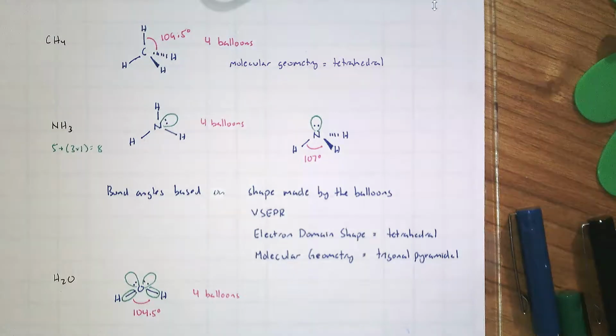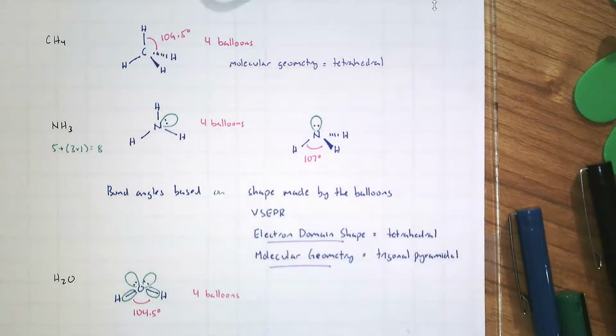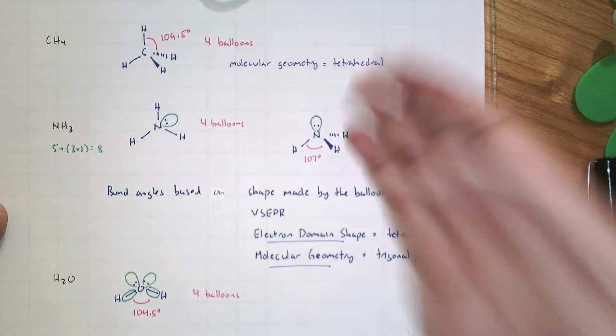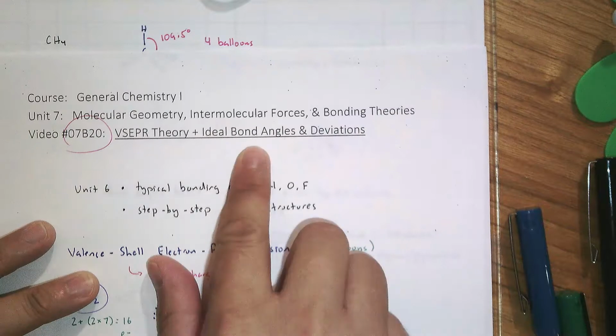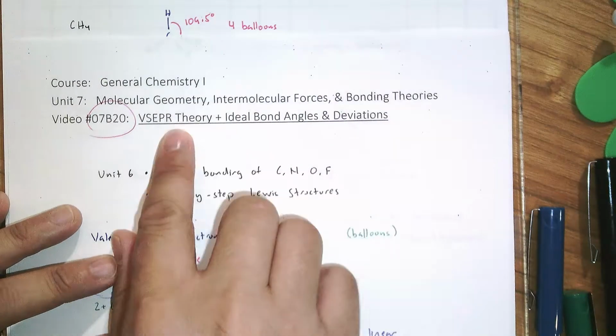Okay. Again, don't worry about these terms. We'll get to those, and we'll look at some other shapes in future videos. But again, we wanted to talk about deviations from ideal bond angles, and the ideal bond angles coming from VSEPR theory.